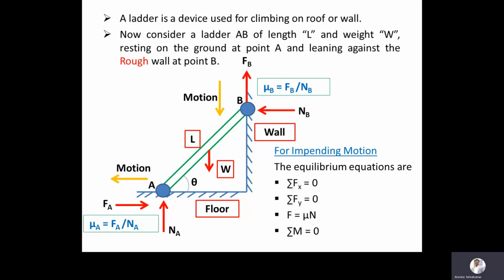Please draw the free body diagram again and try to find the relationship between the floor and the ladder, and the wall and the ladder, how the motion occurs in the ladder, and what parameters we have to calculate. Please go through it once.